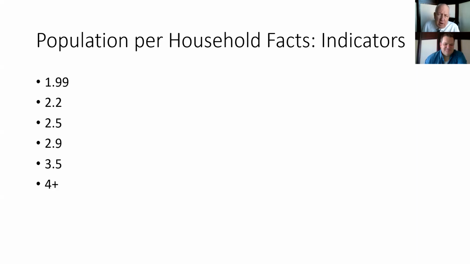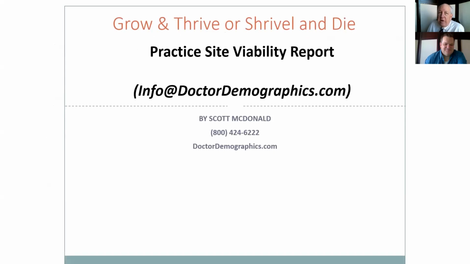Do you find a lot of 4+ population per household in New York State or Chicago or San Francisco? The answer is no, you do not. Oh, it happens occasionally, but they're usually statistically a minority. And that's the thing I want you to keep in mind. It's the minority. Now, if you're kind of wondering and evaluating, where should I go? What is a place, good or bad? The practice site viability tracks the population per household very carefully.